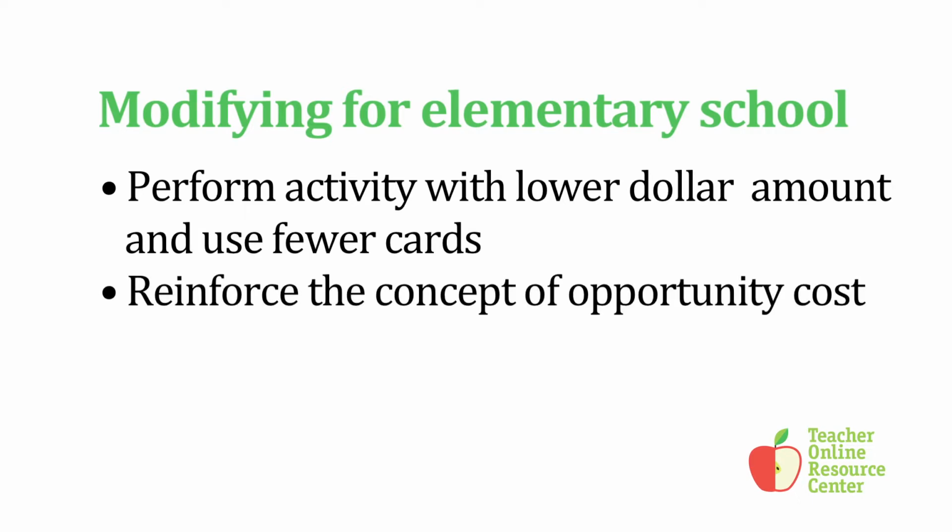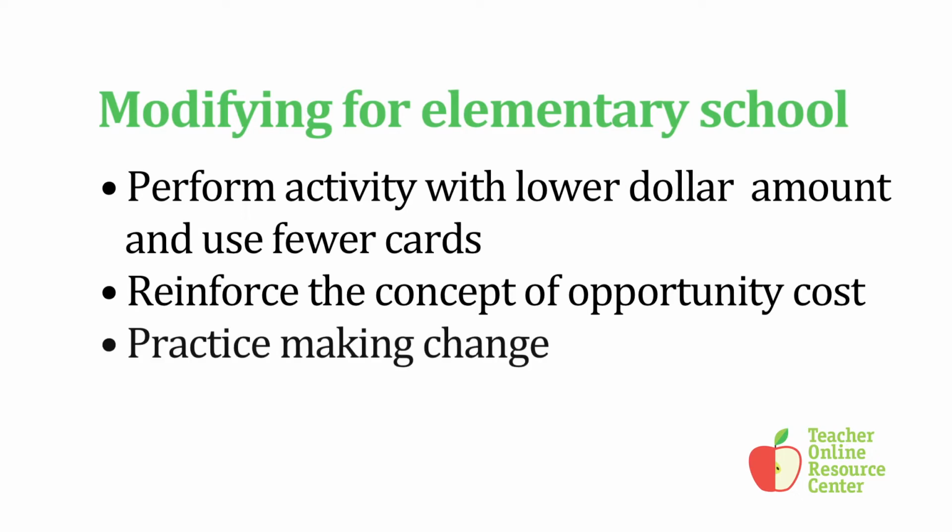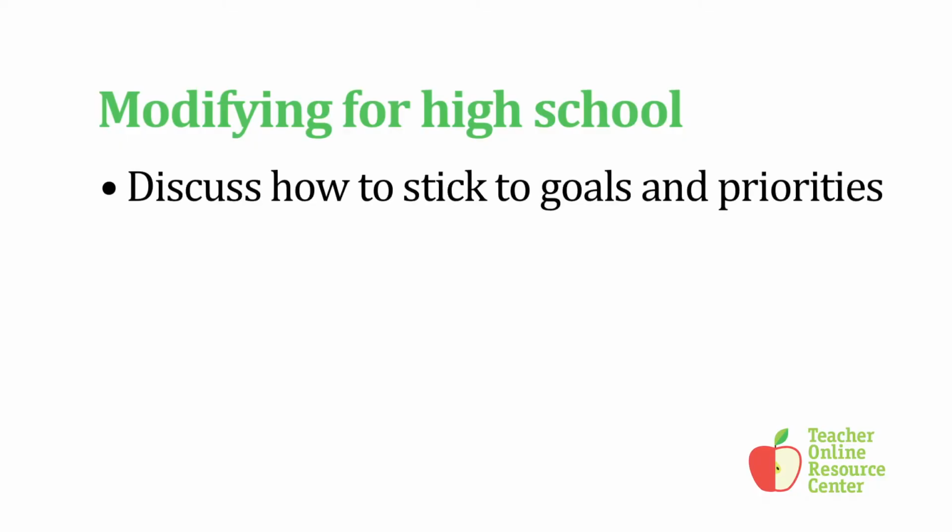Help them practice resisting low priority items in favor of the top priority item. These are great ways to bring in the concept of opportunity costs. You might also have the students purchase items for whole dollar amounts and practice making change. The activity can also be modified for high school students. Spend most of the activity discussing ways we can help ourselves stick to our goals and priorities, not just in stores, but with other financial goals as well.